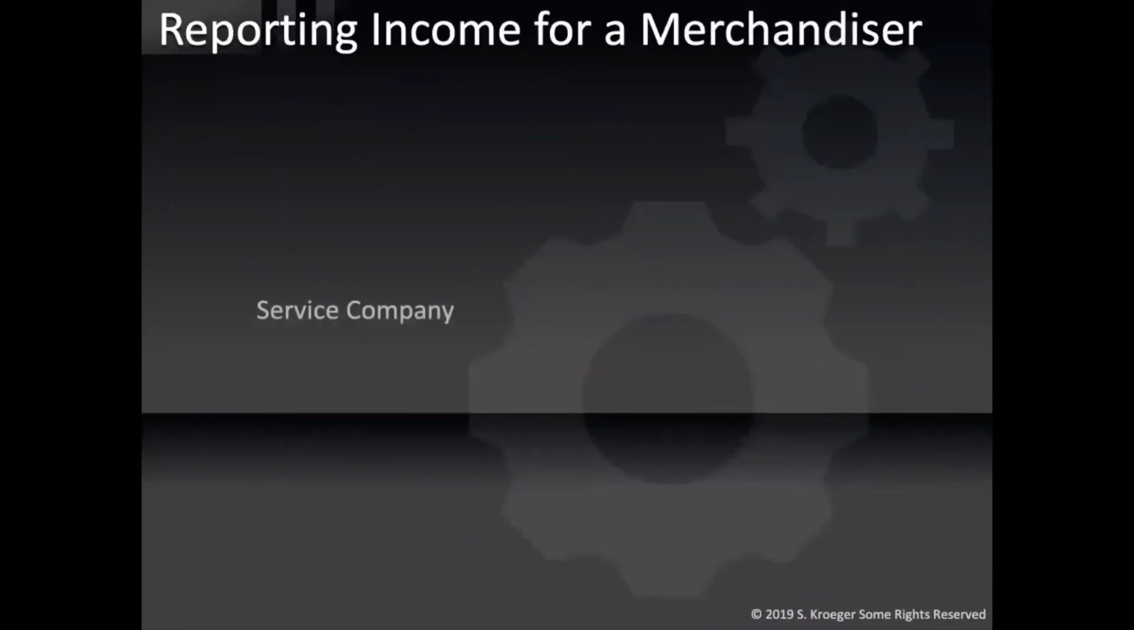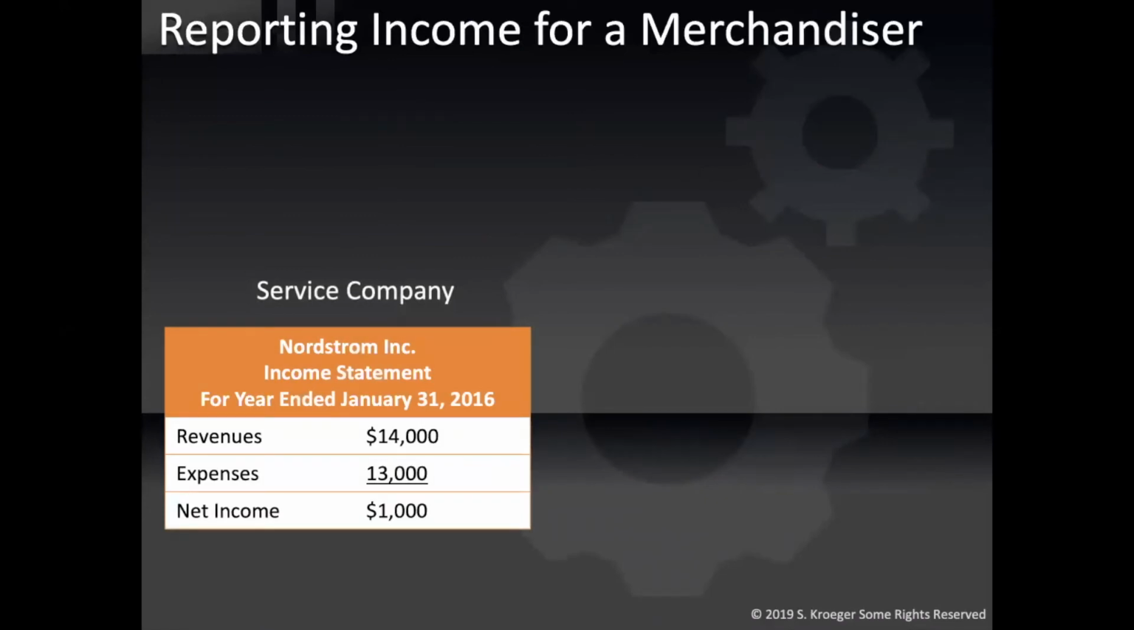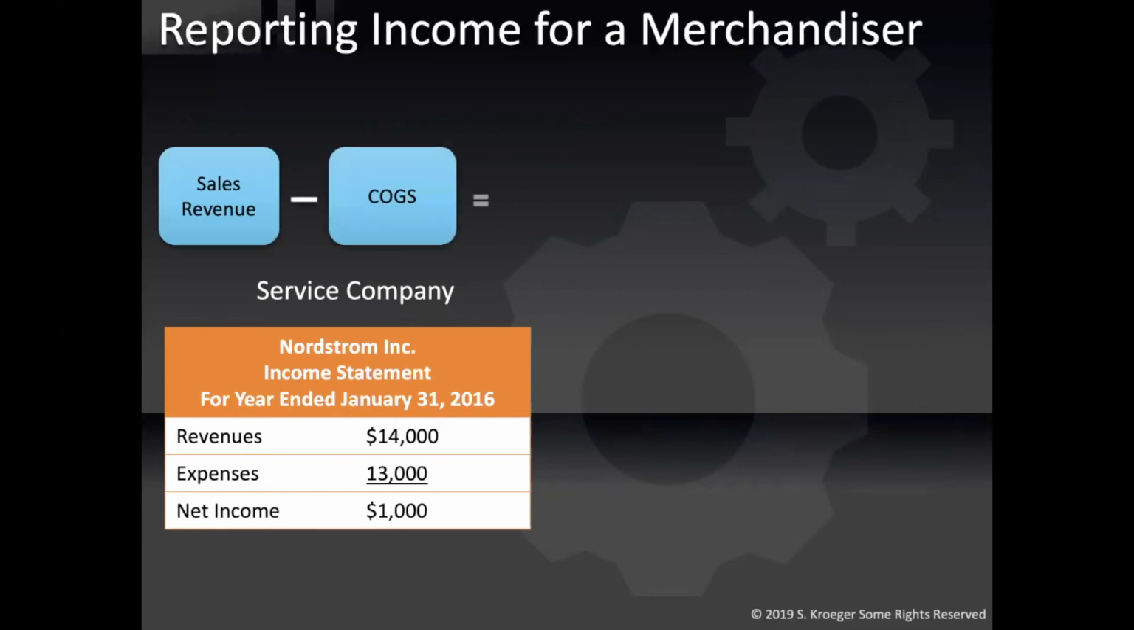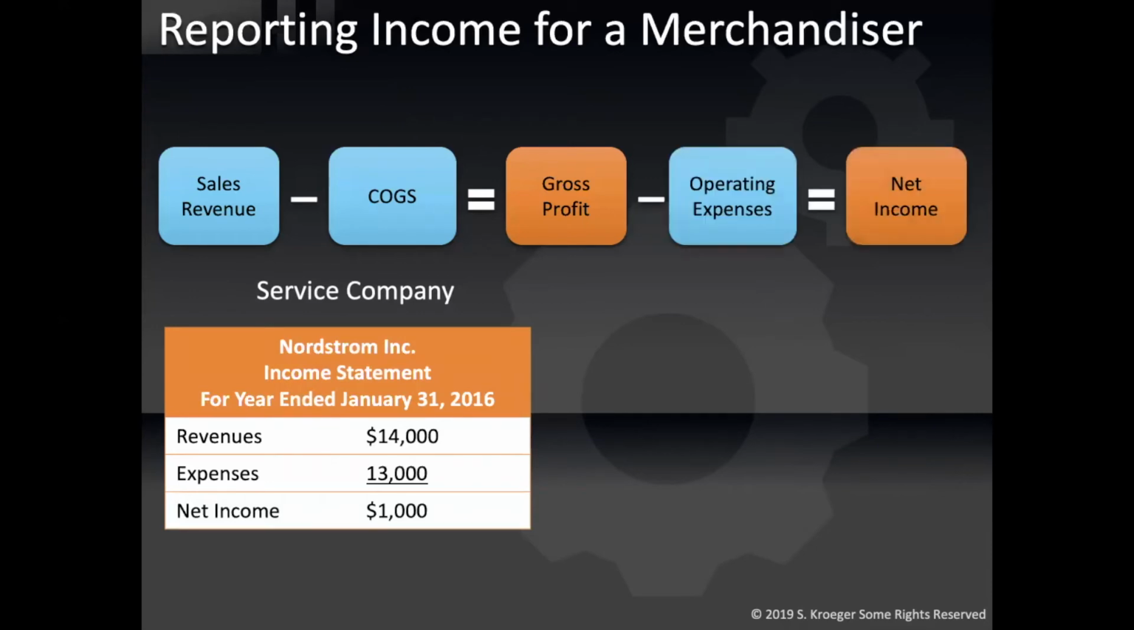You are used to calculating net income for a service company, which is revenues less expenses. Net income is still the same for a merchandiser, revenues less expenses. However, we format this a little differently. We still begin with revenues, but instead of subtracting all expenses, we first only subtract one expense, which is cost of goods sold. This gives us our gross profit. Then we subtract the rest of the operating expenses to arrive at net income.